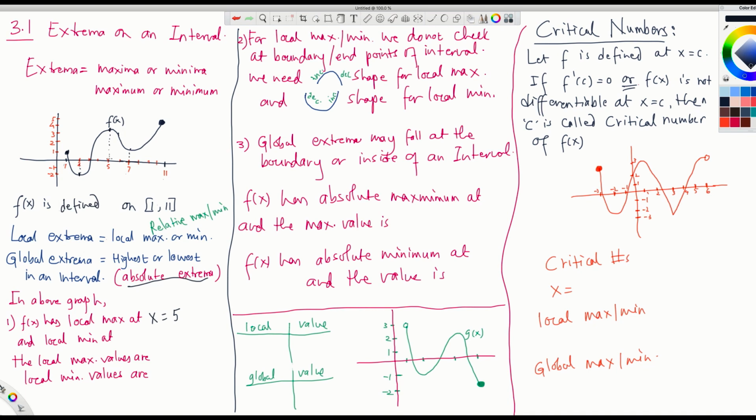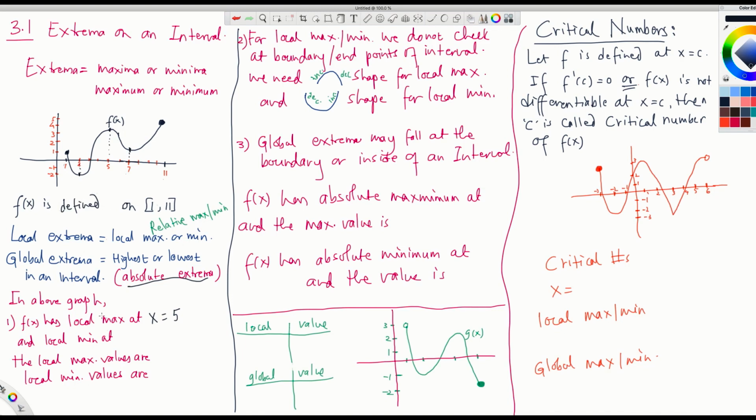At 5, we know that on the left of 5, the height is smaller than that value, and on the right of 5, the heights are shorter than the height at 5. So it is the maximum of the surrounding points of 5. In the neighborhood of 5, to the left and the right, the height at 5 is the maximum. That's why it is called local maximum. It is the maximum locally, and this one is the minimum locally. But at this point and that point, you cannot say locally because we don't know the other side. That is the reason why we cannot say locally.